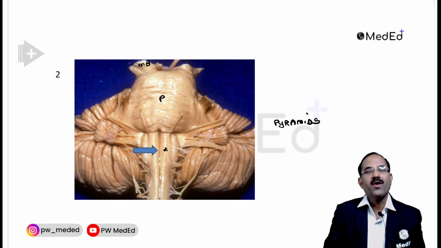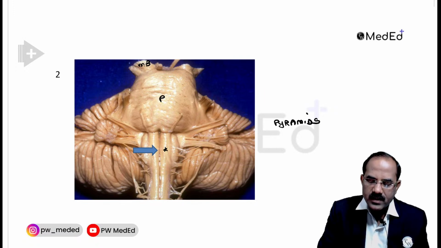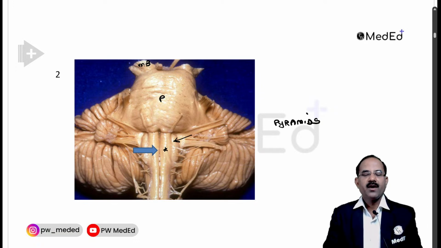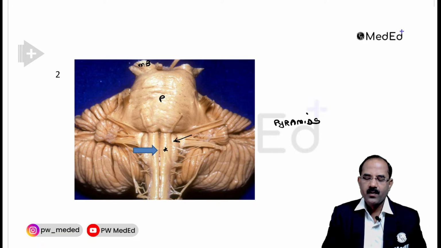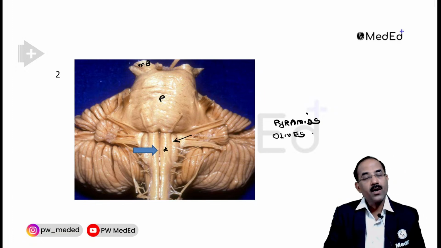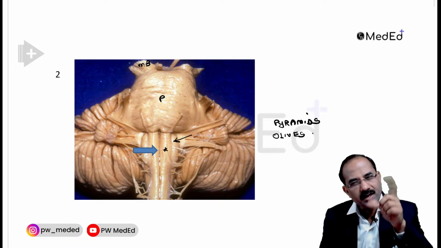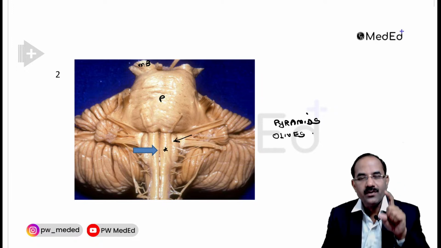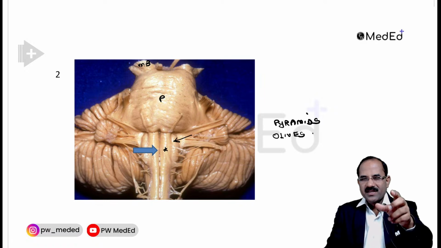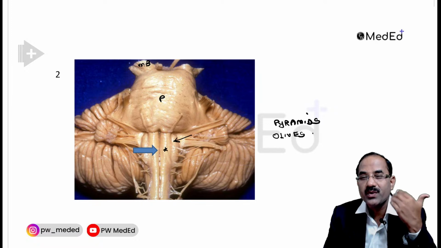And how are the pyramids formed? By the crossing of the corticospinal tracts. What is this structure next to the pyramids? Any guesses? A very important visual slide, students. These are the olives. And how are the olives formed? The olives are formed by a nucleus. Inside there is a nucleus called the inferior olivary nucleus. Students, can you tell me this inferior olivary nucleus sends information to whom?